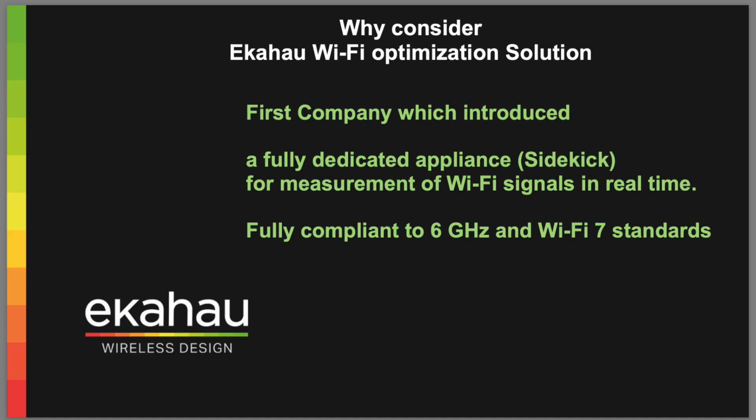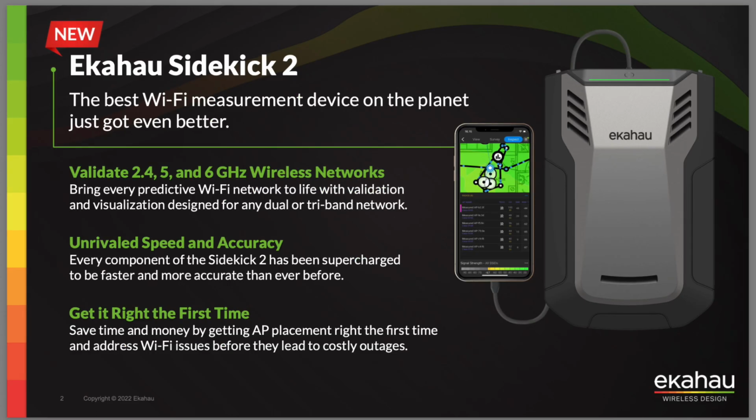Next capability is its hardware. Ekahau has a hardware called Ekahau Sidekick, which is the first true independent dedicated appliance that is used for capturing of the Wi-Fi signals in real time. It is fully compliant to the Wi-Fi 7 standards. That means the 6 gigahertz radios. Next, regarding the Sidekick, is what it covers. It can validate 2.4, 5, and 6 gigahertz wireless networks.